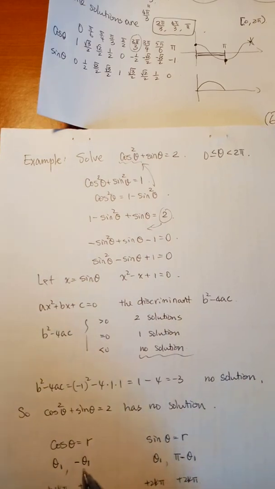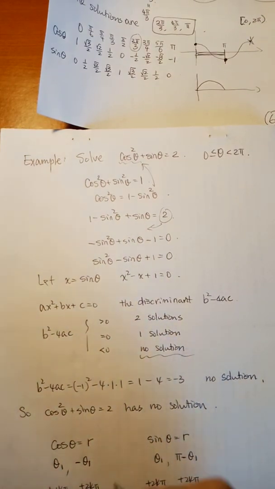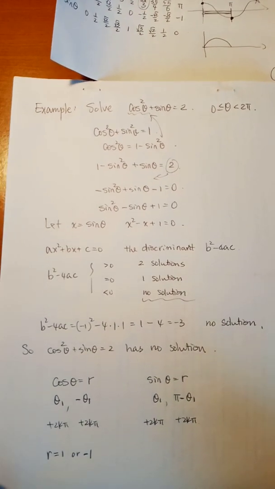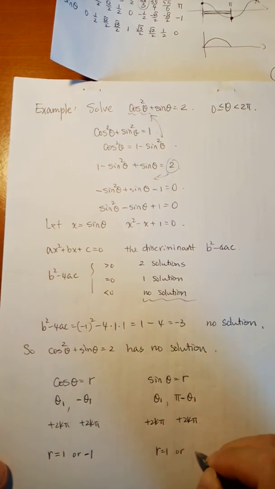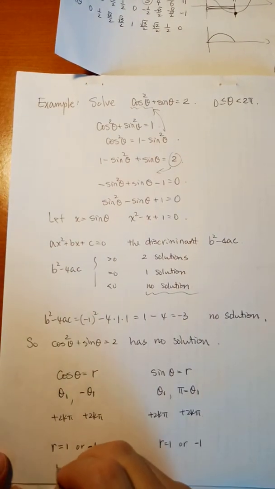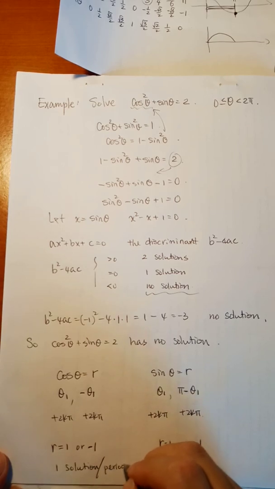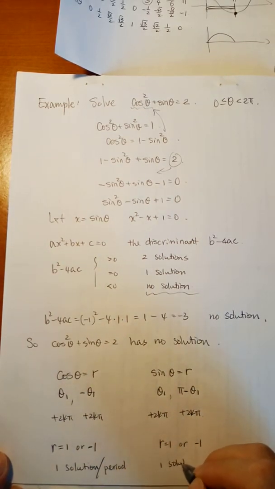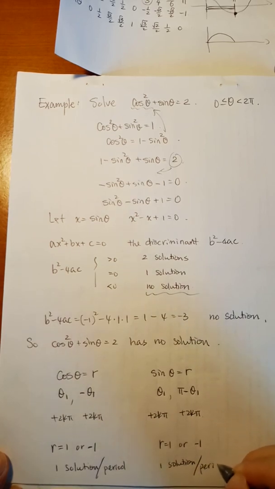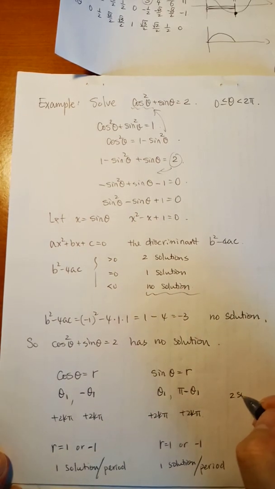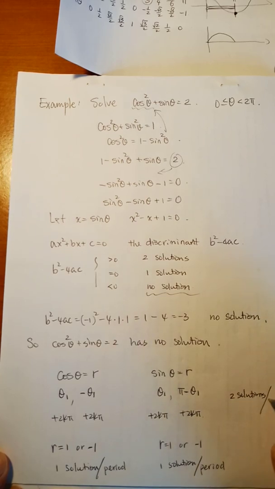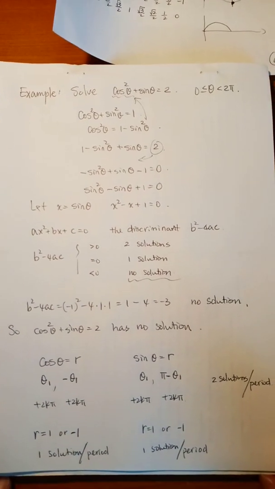So normally they have two solutions. If r is plus or minus 1, one solution, one period. Here is the same thing, one solution, one period. This is like two solutions, one period. So that's a small difference between these two cases.